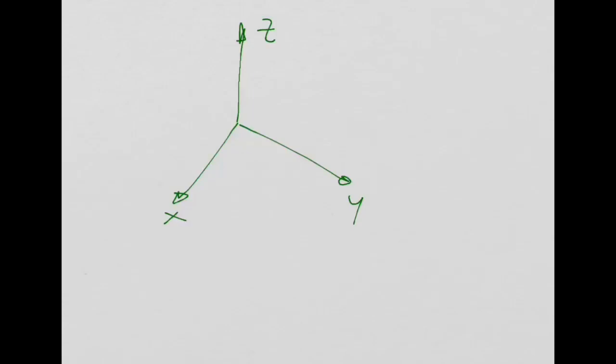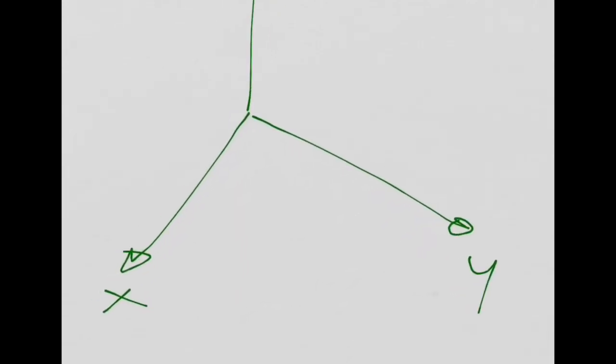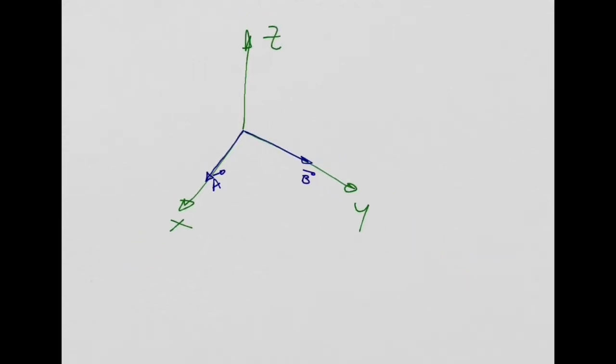I'm going to define here two vectors, A and B, in blue. For convenience, I'm going to say my vector A is aligned with X. So this is my vector A. My vector B is aligned with the Y direction. Okay? And I'm going to do the cross product of A with B.